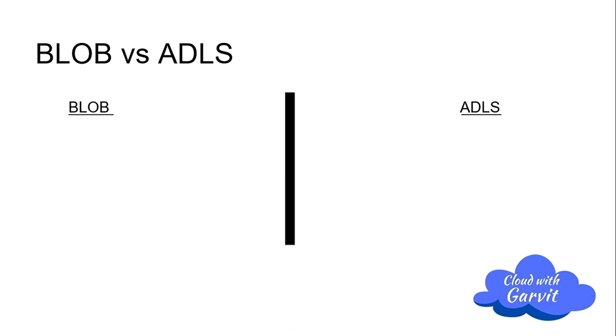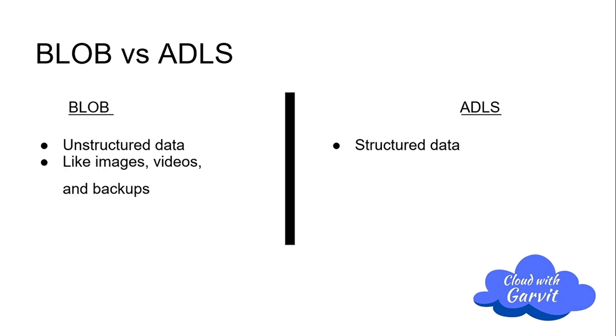Now let's talk about the differences between blob storage and ADLS. Blob storage is ideal for storing unstructured data, whereas ADLS is designed to handle structured data for analytics purposes. Examples of unstructured data are images, videos, backups, etc. On the other hand, ADLS is great with big data analytics where we mostly store data in tables.